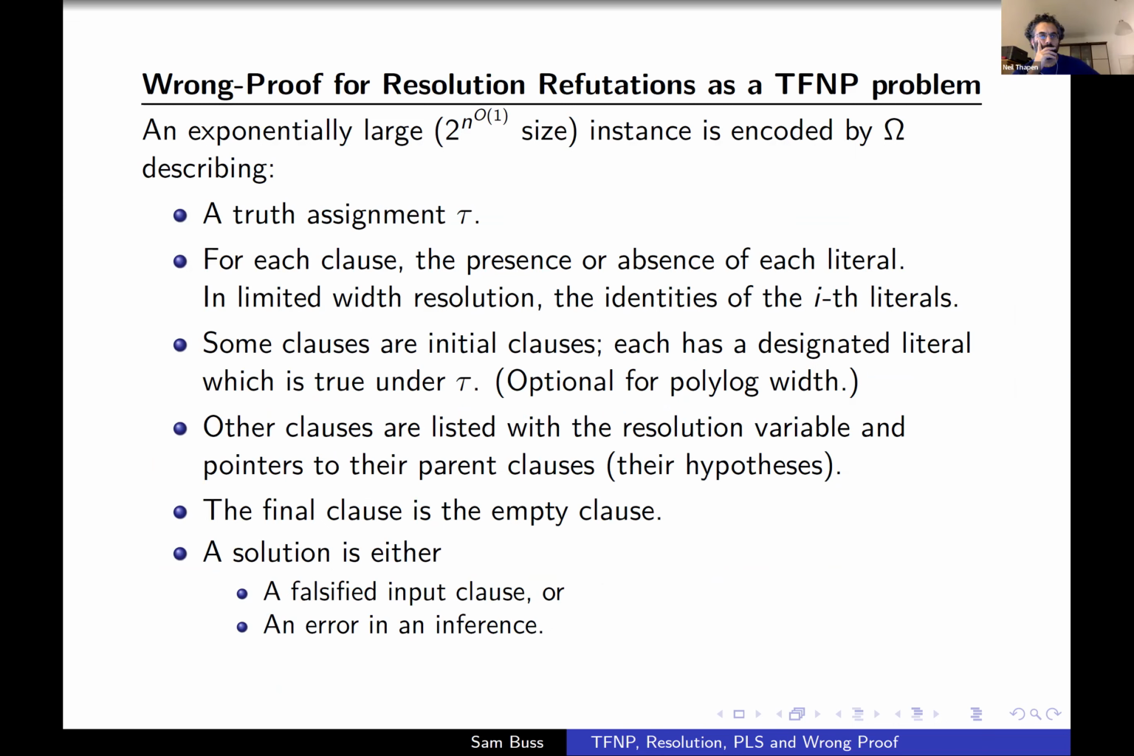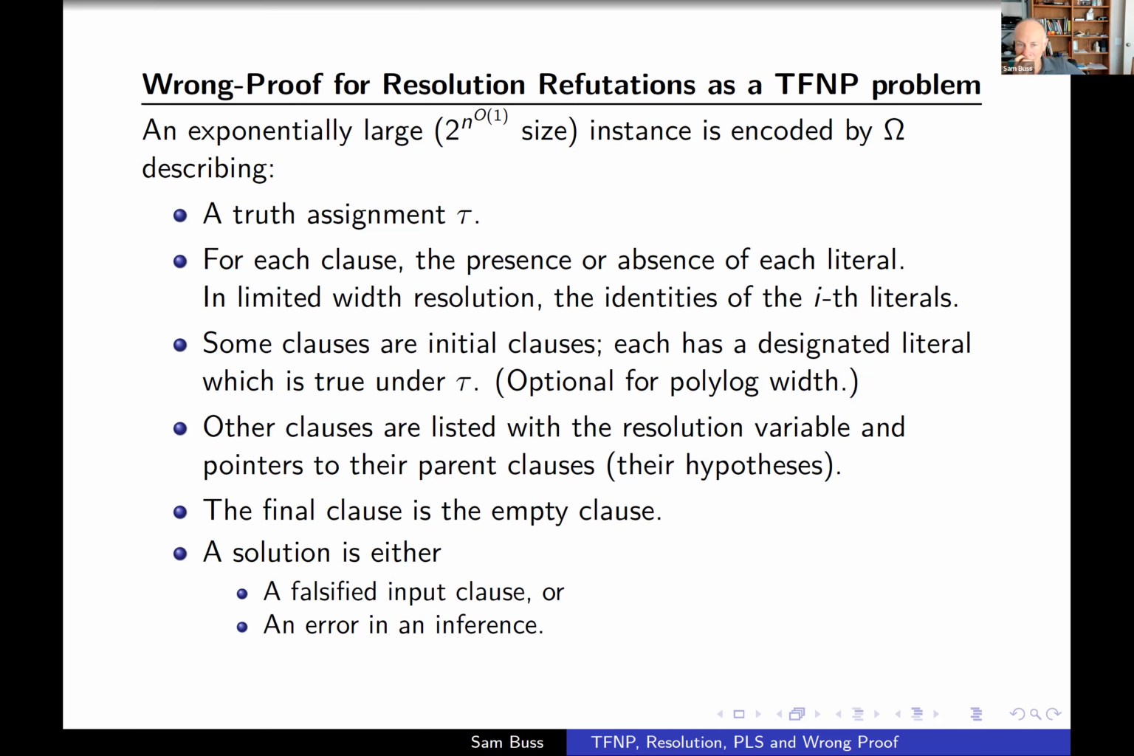An exponentially large instance is encoded by omega. Omega describes the following: there's a truth assignment tau, and for each clause, there's some knowledge of the presence or absence of each literal. So you have to, in polynomial time, given an index of a literal, determine whether or not it's present in a clause. And if it's limited width resolution, we also need to be able to figure out the identity of all the literals in the clause. So if it's polylog-width, we need to be able to find them all out, right?